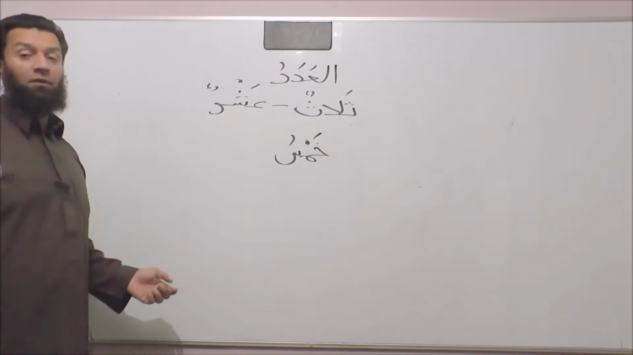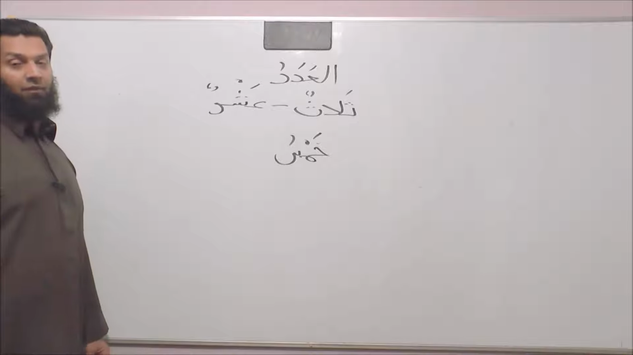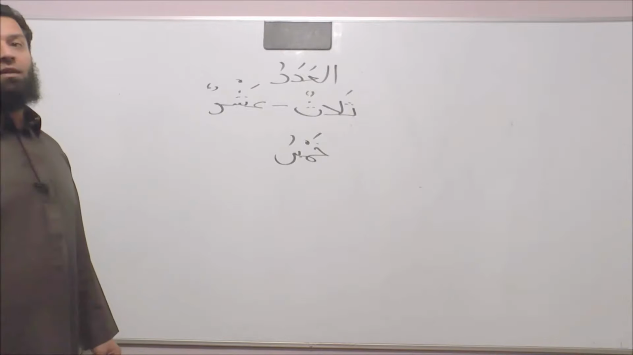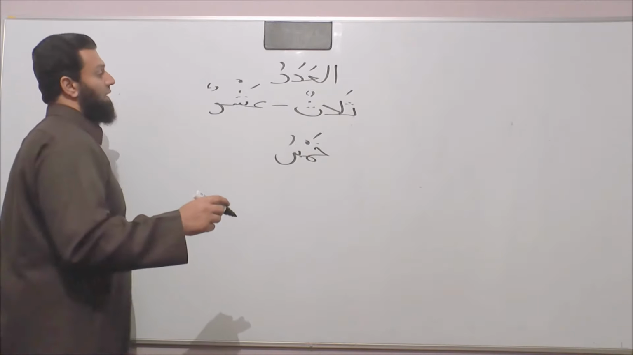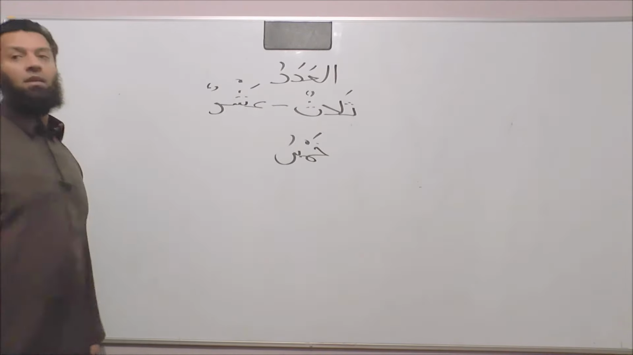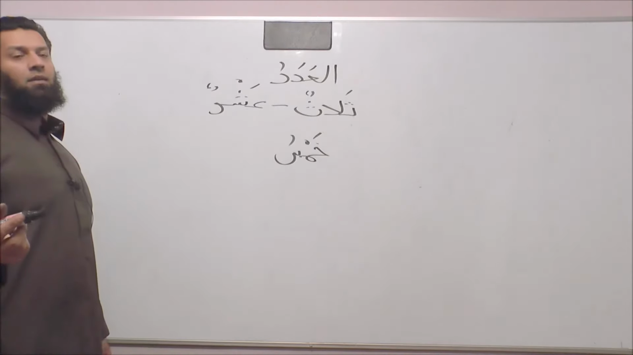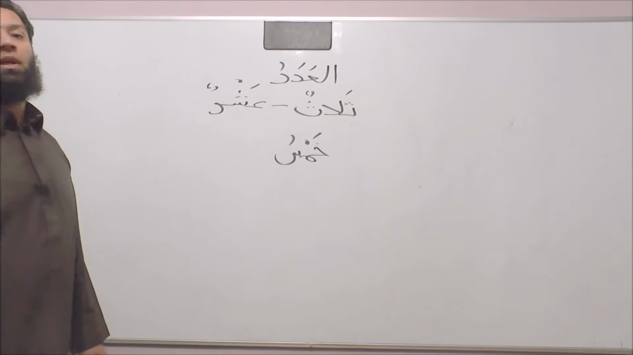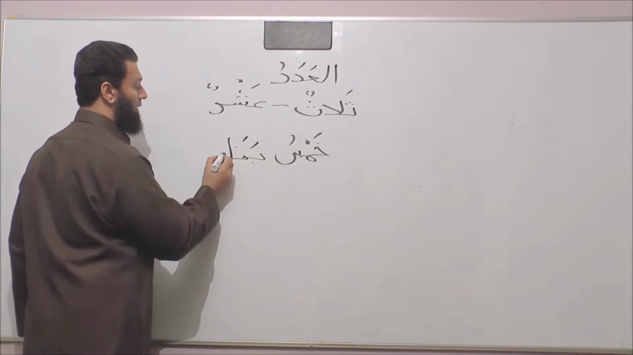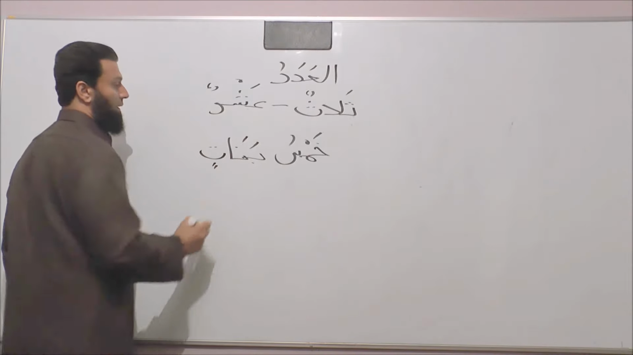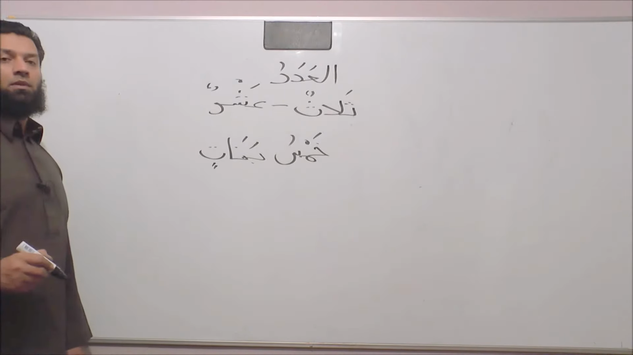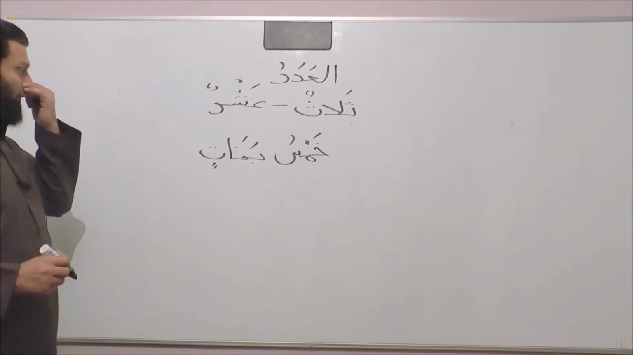So khamsu is 5. Is that a male 5 or a female 5, ya Rajanu? Male. How do we know it's going to be a male 5? Because the word after is female. Right, because the word after is female. So girls, the singular is bintun. The plural is banatun. So, banatin. Khamsu banatin. Right? Khamsu banatin.